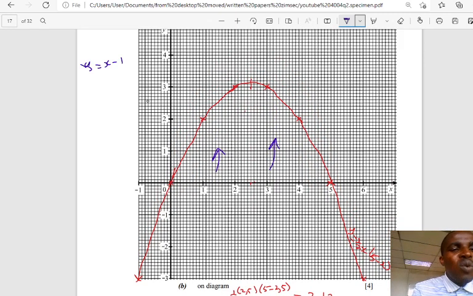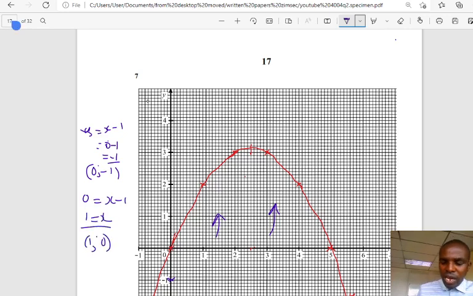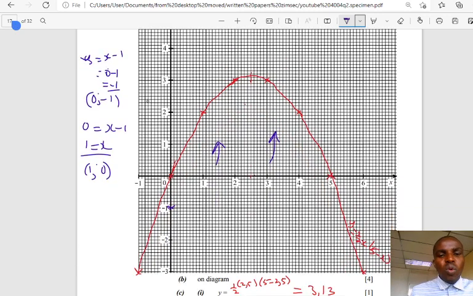When x is 0, y will be minus 1. So you plot the point (0, -1) here. Next, when y is 0, x minus 1 equals 0, so x equals 1. So there's the point (1, 0). Then you join the two points.